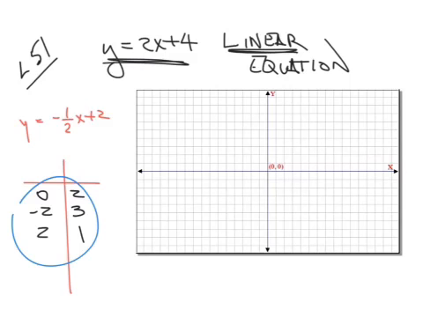So 0, 2: left or right 0, up or down, up 2. And the next one I went to the left 2 and up 3. The next one I went over 2 and up 1. So I get myself a straight line right there, so I know I did it right, and there is the graph of negative 1/2 x plus 2.